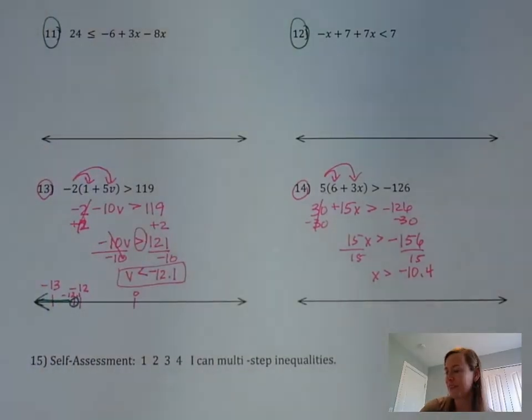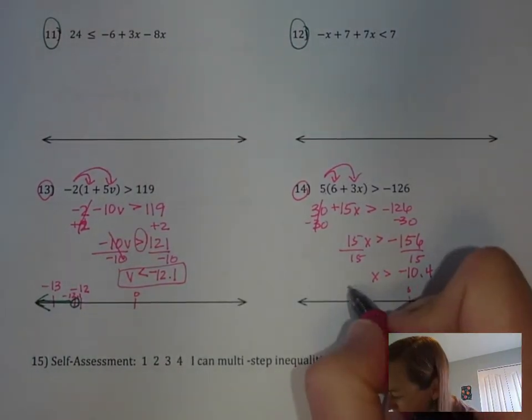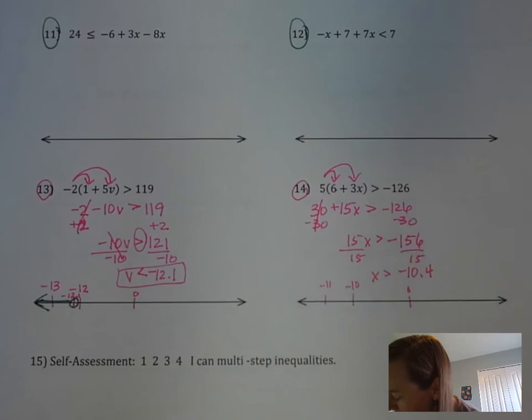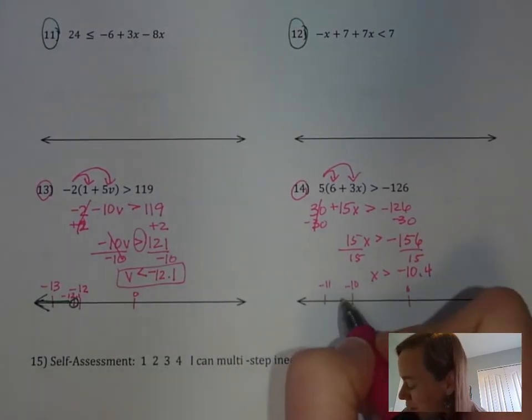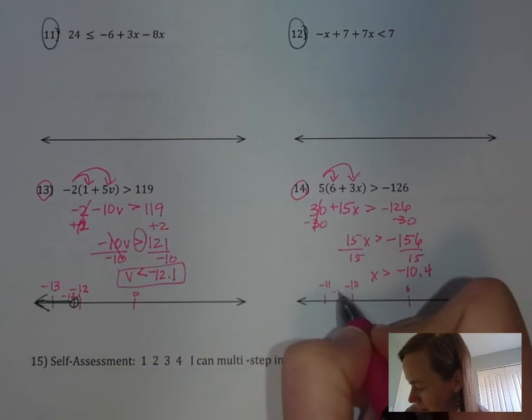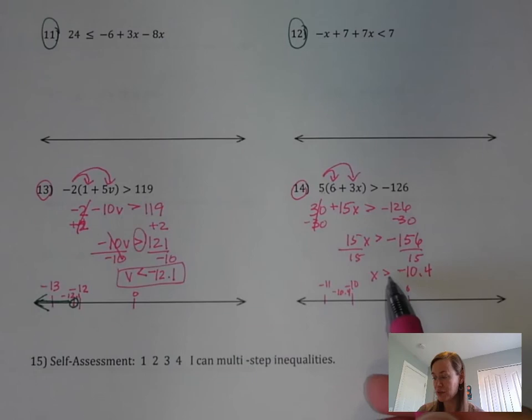Okay, let's put that on the number line. So we have 0 here. Let's put our negative 10 here and our negative 11 here. This is feeling a lot like that other problem. Negative 10.4 is going to be between those two numbers. Negative 10.4. You're still going to have an open dot because you still don't have that "or equal to" part.